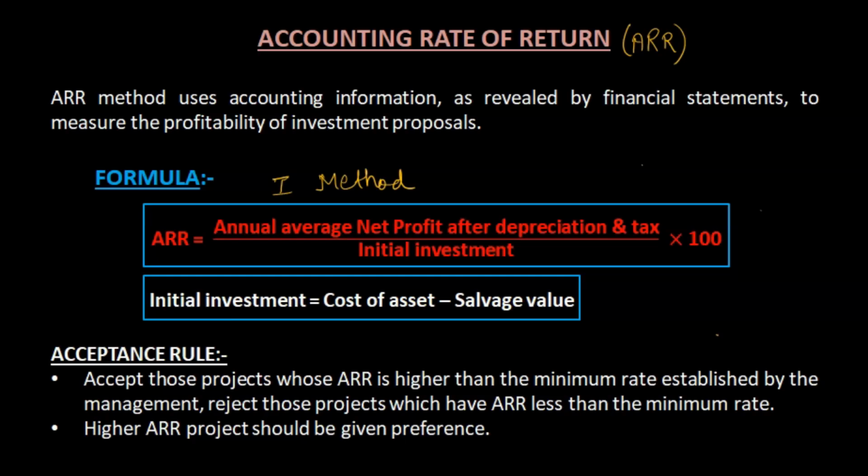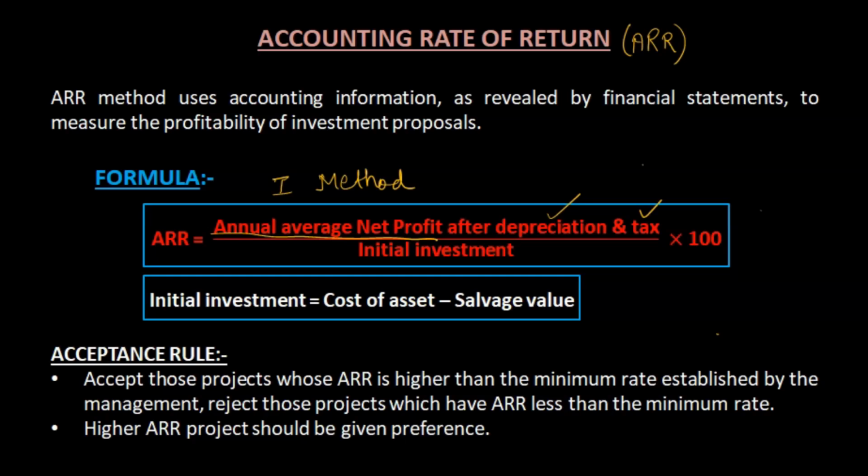In the numerator there is annual average net profit, okay, after depreciation and tax. Means first thing is we need to get net profit after depreciation and tax. Whatever profits are given in the question, we have to check whether it is given after depreciation and tax or not. After means whether the depreciation and tax has been deducted from the profit or not, that we have to check. If it is not deducted, we need to deduct that. Both things we have to check because it is net profit after depreciation and tax. So both of these things should be deducted from the profits.